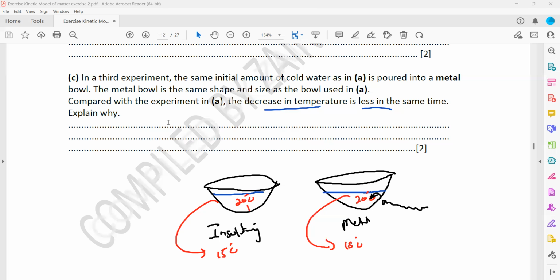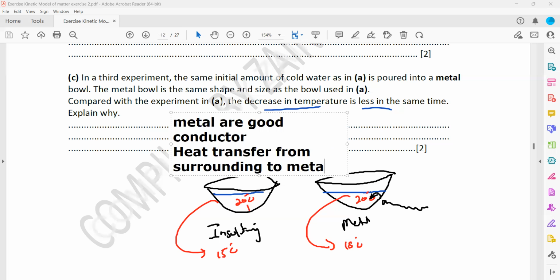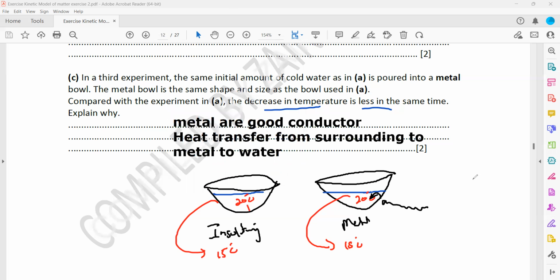So 2 marks. One is for metals are good conductors of heat energy. And the second thing, the heat transfer from the surroundings to the metal to the water. That's why the water temperature might not be very low. Because the insulator is not absorbing any energy from the surroundings.